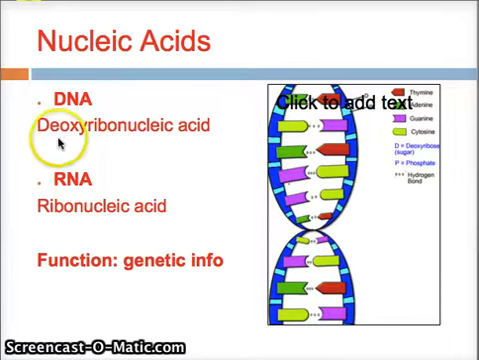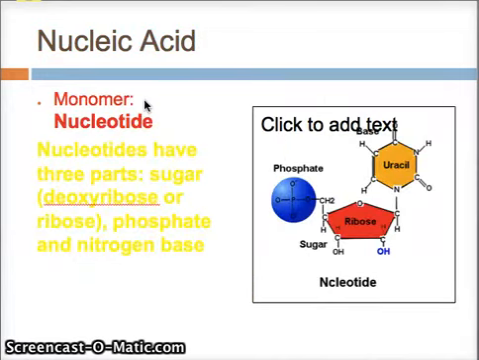Now you need to know DNA stands for deoxyribonucleic acid. I bet you heard that in 7th grade. RNA stands for ribonucleic acid. And these things, their function is your genetic information. So your nucleic acids make you who you are. Remember, monomer, that's the building block of one of these nucleic acids, is called a nucleotide.